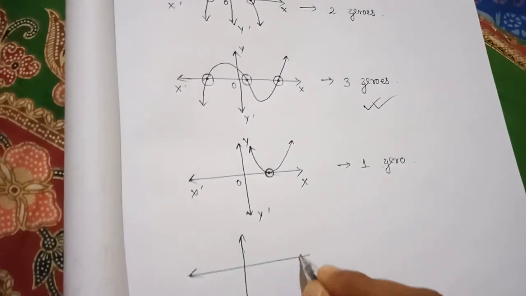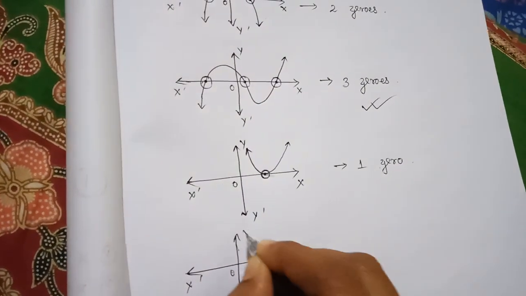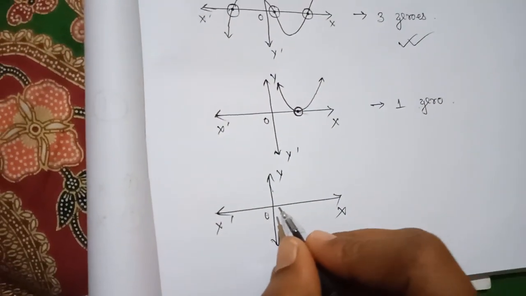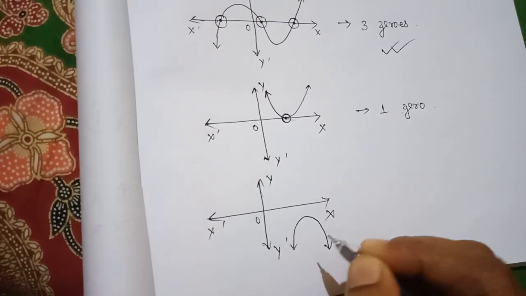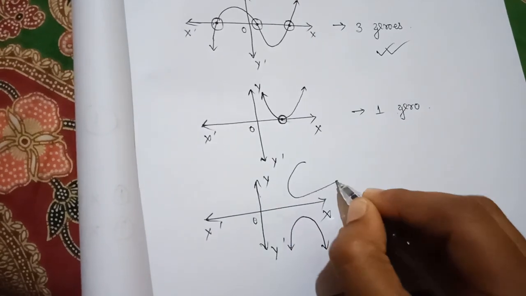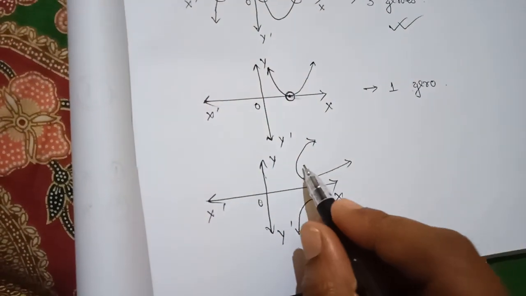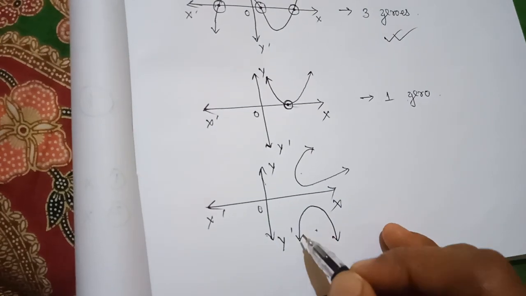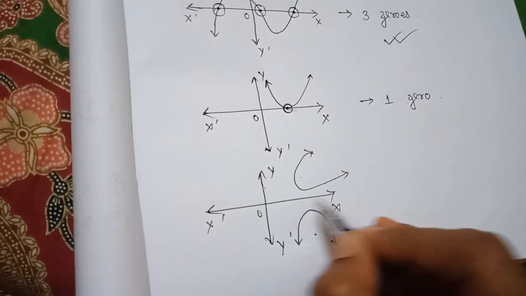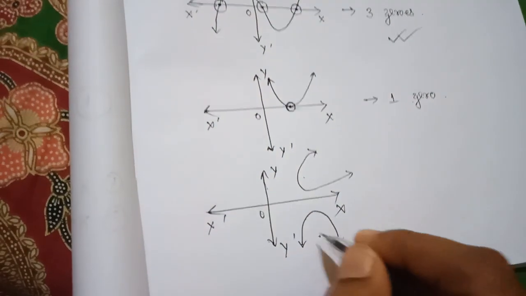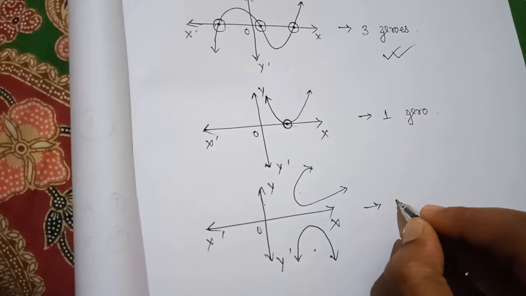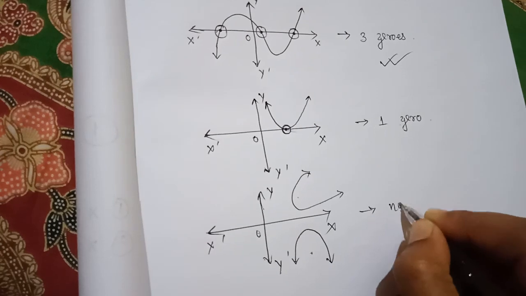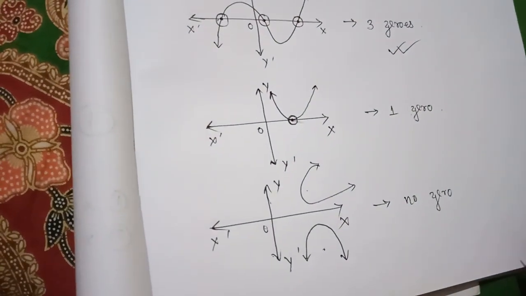The final figure that I am going to draw is like this. Suppose a curve is like this, or a curve is like this. You can see in both these curves, these two curves will never meet x-axis. As these two curves will never meet x-axis, means they have no zero. I think everybody got the clear idea.